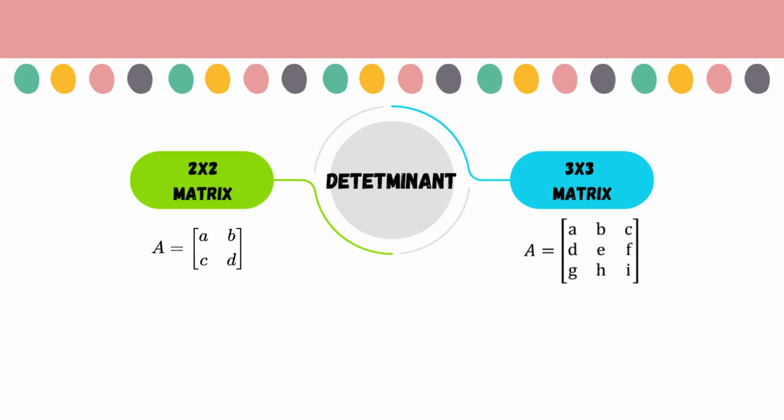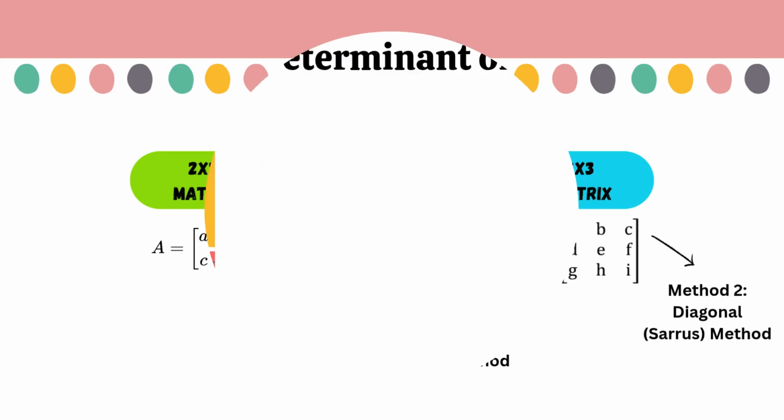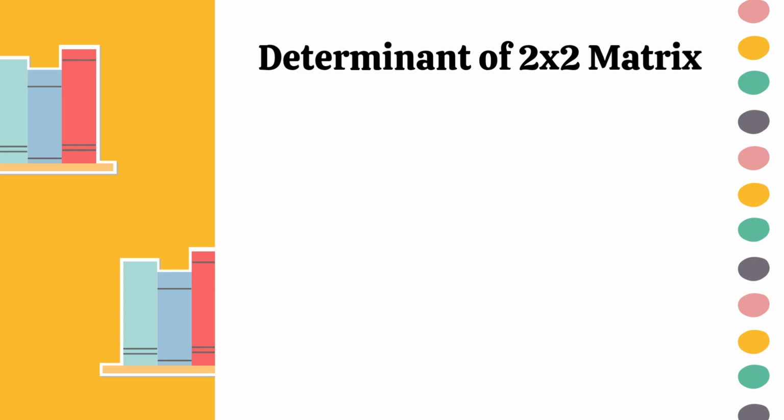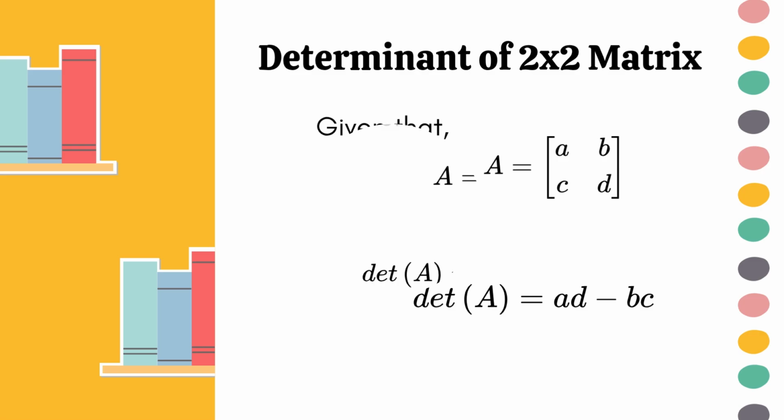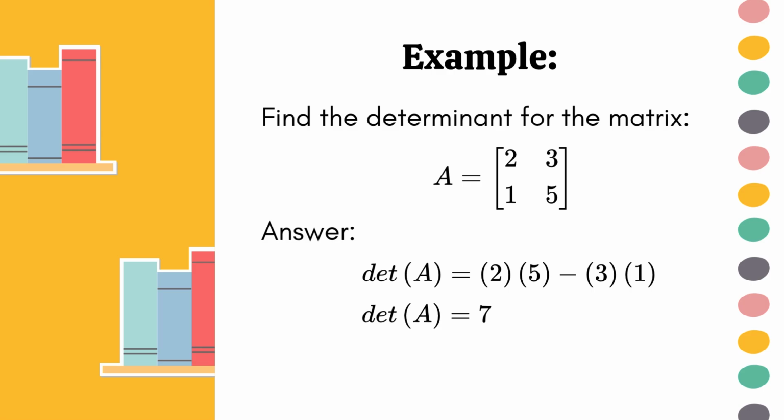We can find the determinant for a 2x2 matrix and a 3x3 matrix. For the 3x3 matrix, we have two methods to find the determinant. First, the first row method. Second, the diagonal method. Here is how to find the determinant of a 2x2 matrix. Given that matrix A has the elements a, b, c, d, the determinant is calculated using the formula: determinant of A equals a times d minus b times c. Example: this shows how to apply the determinant of a 2x2 matrix.